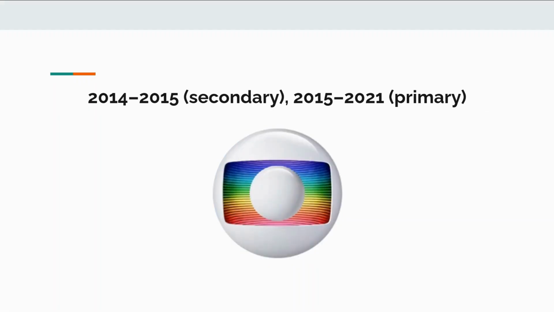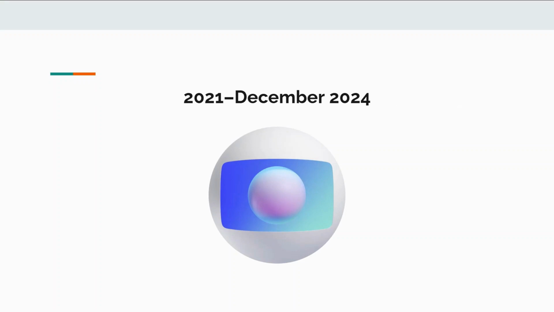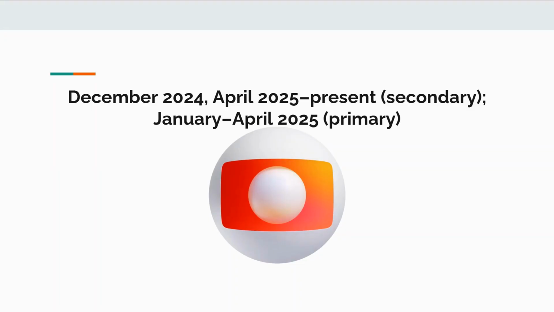2014 to 2015 as a secondary logo, and 2015 to 2021 as the primary logo. The spheres have been changed up slightly, and there's now a bit of pink in the rainbow. 2021 to December of 2024, pretty much the same thing, except that the rainbow background is now a blue gradient.